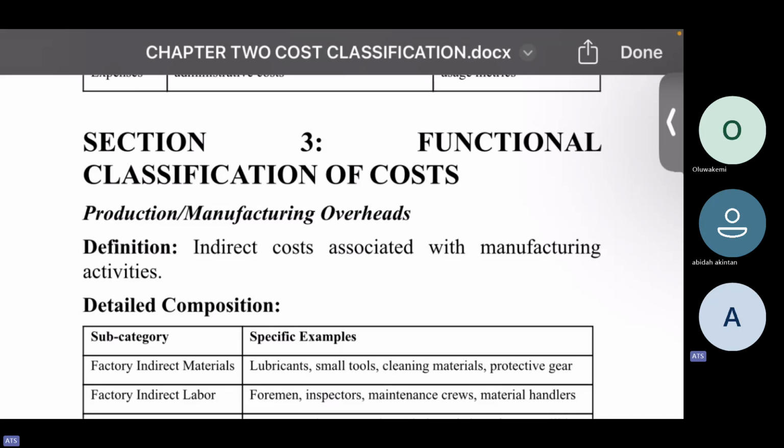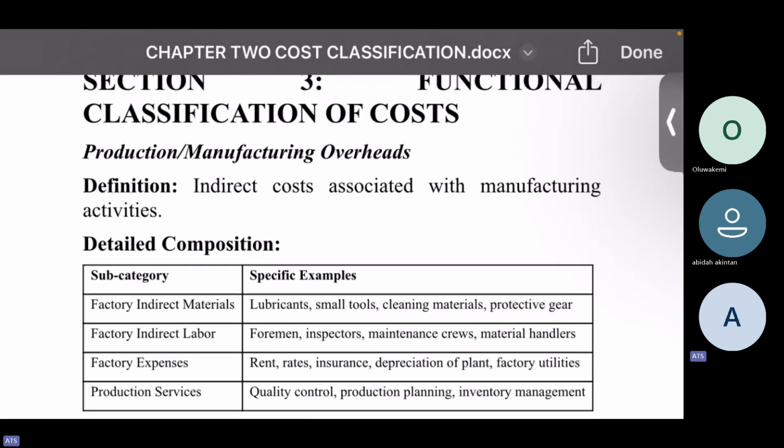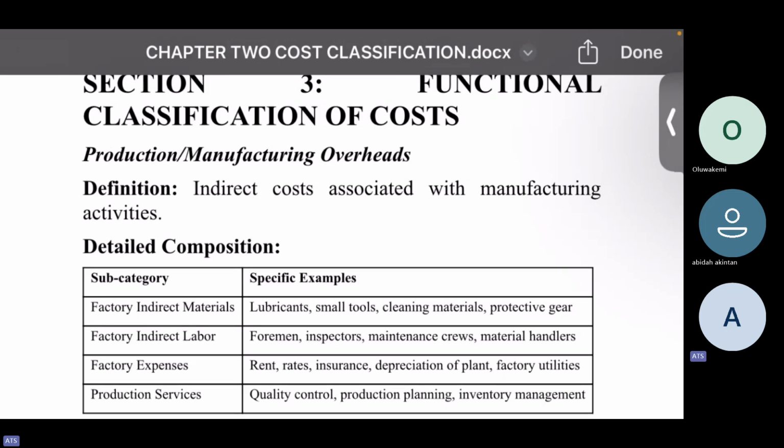Now, moving on to classification according to function of costs. Most of these are indirect. This is basically classifying costs based on the department that incurs them. So you have the production or manufacturing costs. These are the ones you incur when you're trying to make the products, actually in the factory.